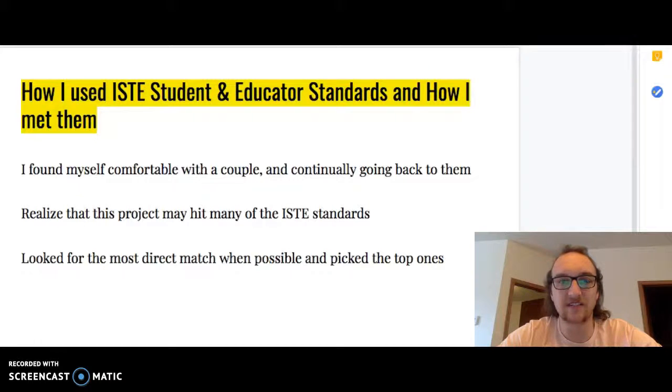How I used the standards and how I met them, pretty basic. From a previous class, I had used the ISTE standards, and I was familiar with a couple just based on the title, and I kept going back to them. During this project, I realized that with how many things I was having the kids do, they probably met a lot of various standards a little bit, but I was just looking for the most direct match, and then I picked the top ones based off of that.